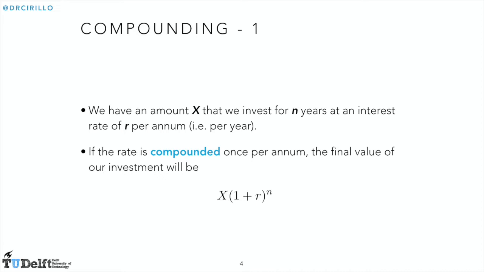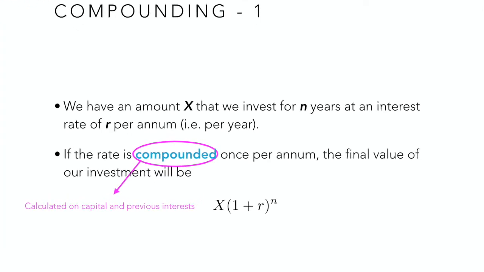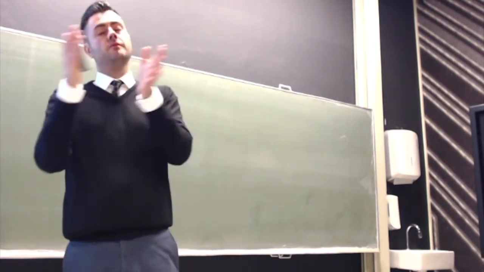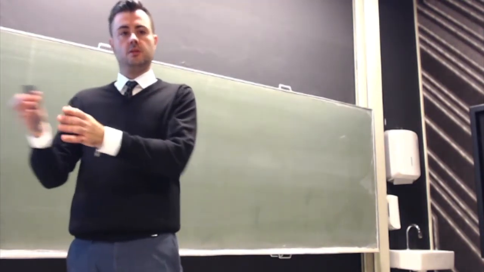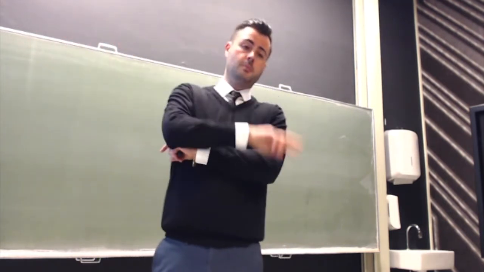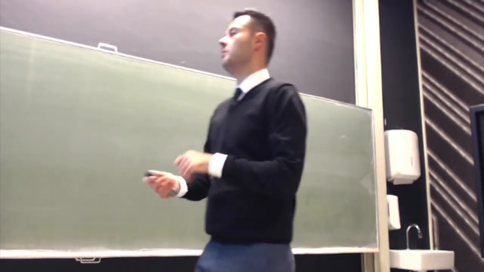If we have yearly compounding, where our interest is compounded once per annum, what we mean by compounding is that we invest the capital, at the end of the year we get our capital and the interest, and we reinvest the capital and the interest, so that at the end of the second year I will gain interest on the capital and on the previous interest, and so on.